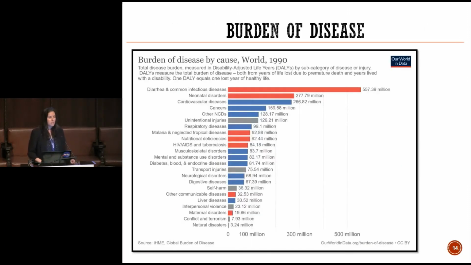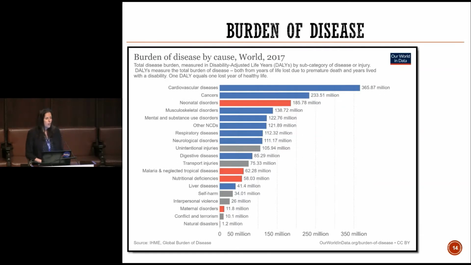The burden of disease 30 years ago showed that diarrhea and infectious disease was the first cause of death or losing years of life. 30 years after that, cardiovascular disease is the first cause of death, and thanks to advances in health, diarrhea is not on the list anymore.